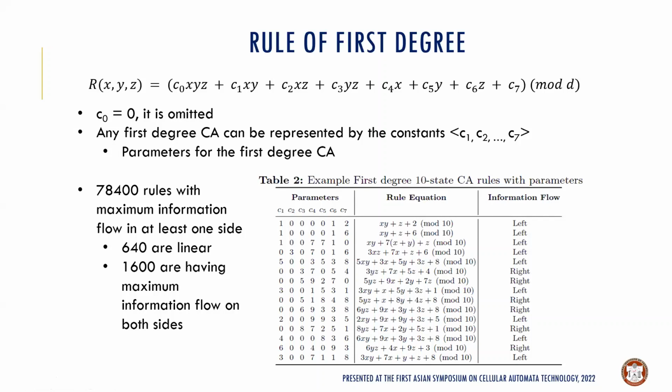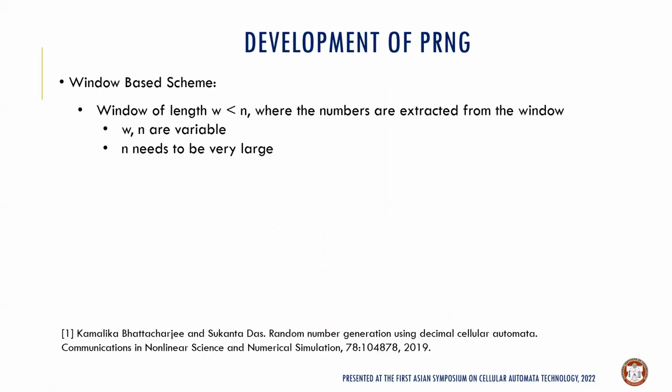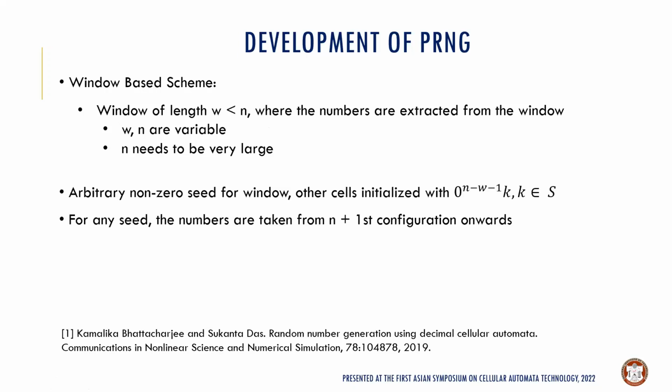Now we want to see how far these simple rules can go in terms of the randomness quality. Here we use the window-based scheme where a window of length W is taken and the numbers are extracted from the window. Here both W and N, that is the cell length, are variable, and to make the window cover all possible combinations of the number, N needs to be very large.